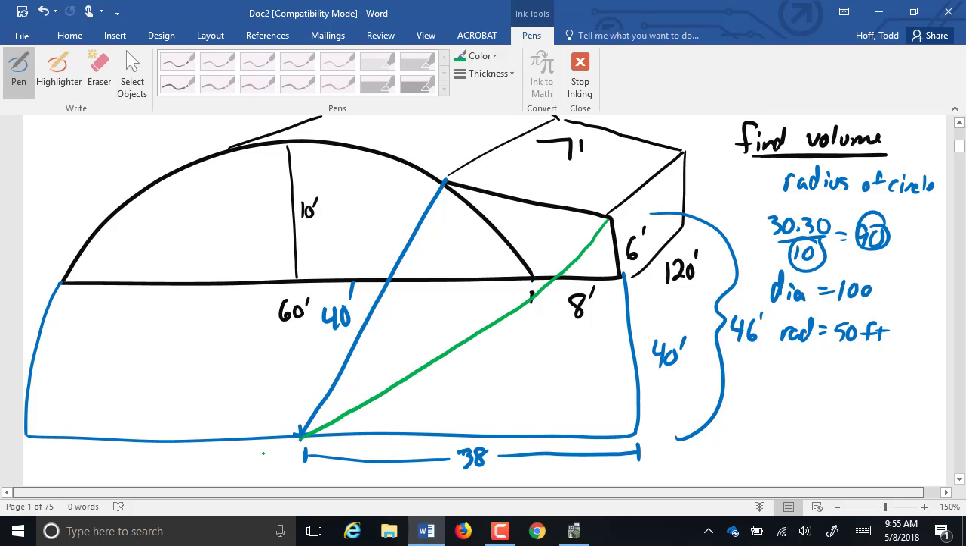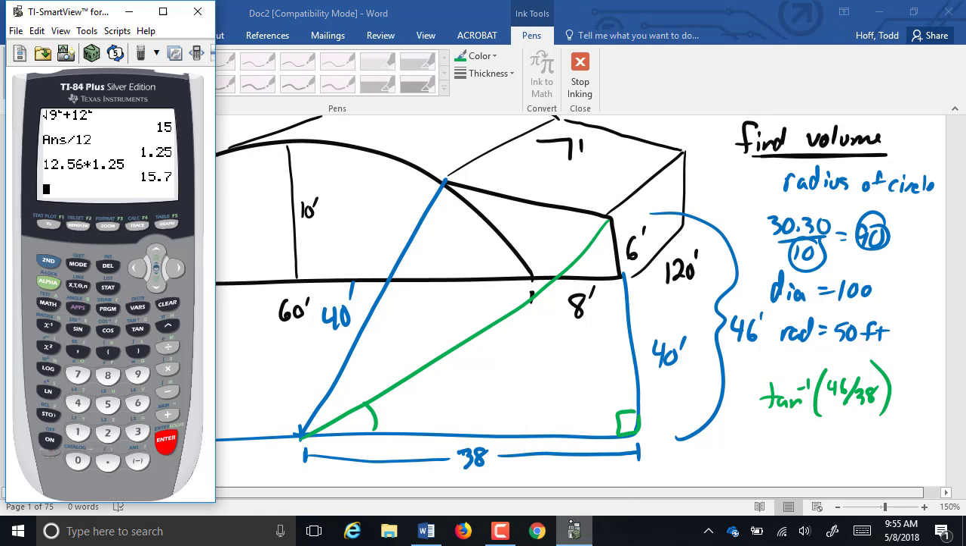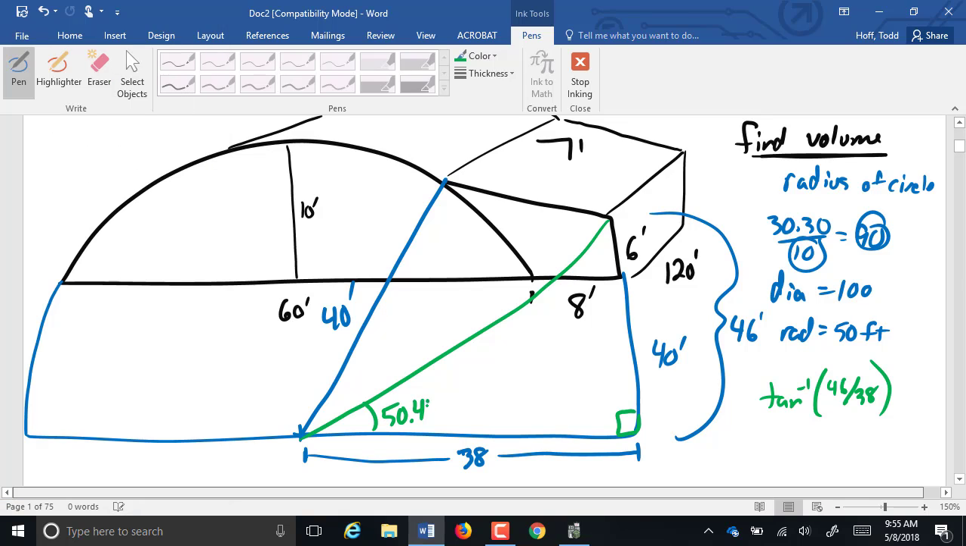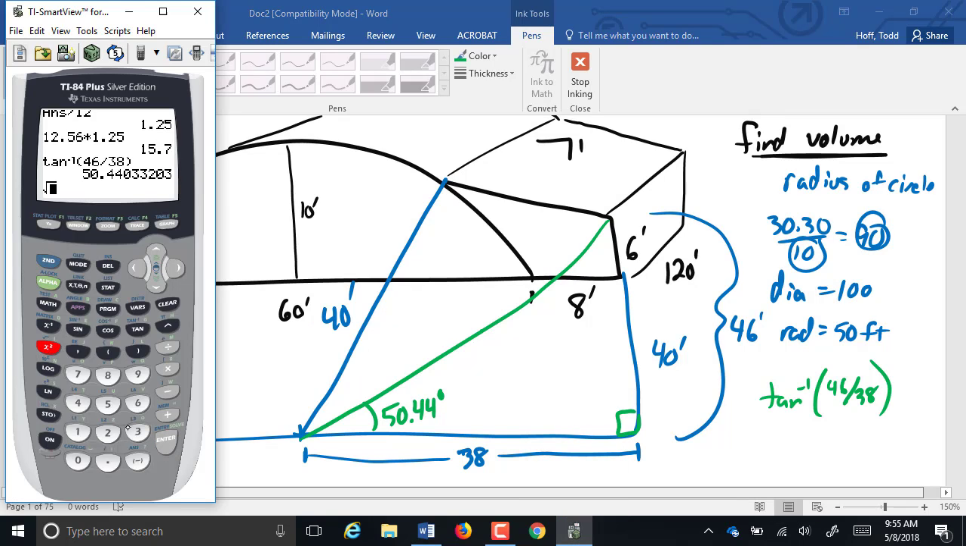So we're going to cut this here. This is a right angle. How do I find this angle? Inverse tangent of 46 over 38. Now we know since the opposite side is longer than the adjacent, this angle is bigger than 45 degrees: 50.44. We can find that length by doing a squared plus b squared equals c squared, right? 59.67.